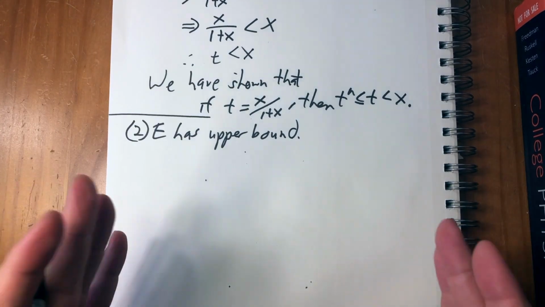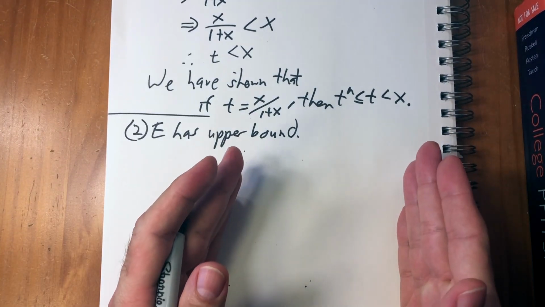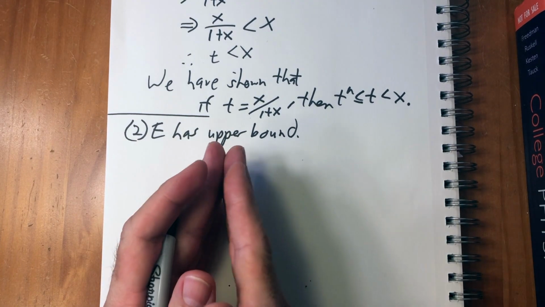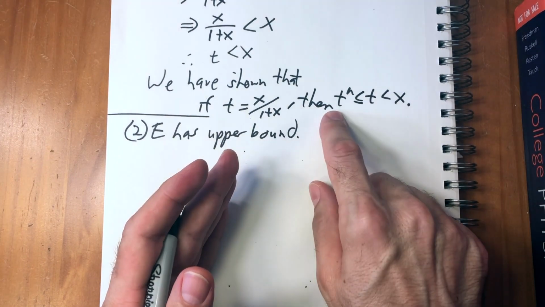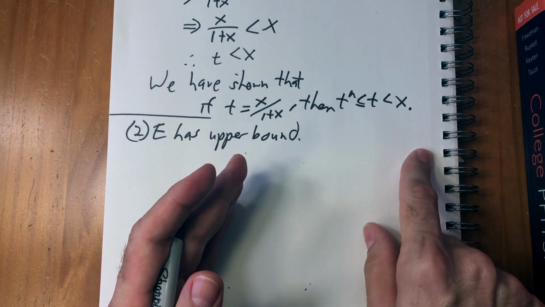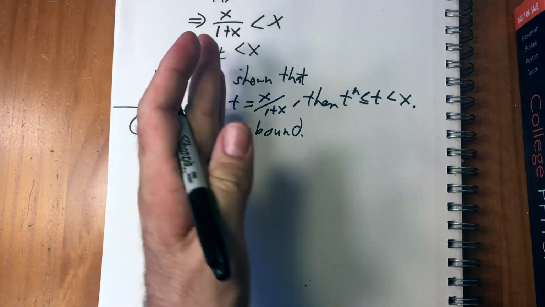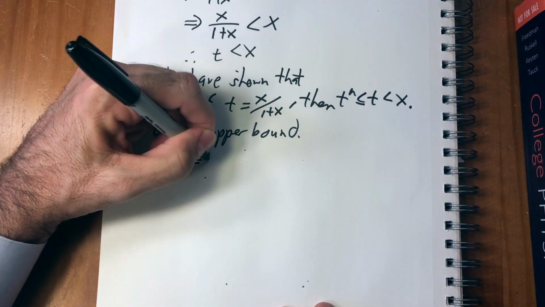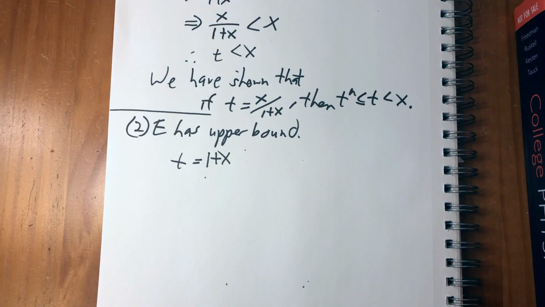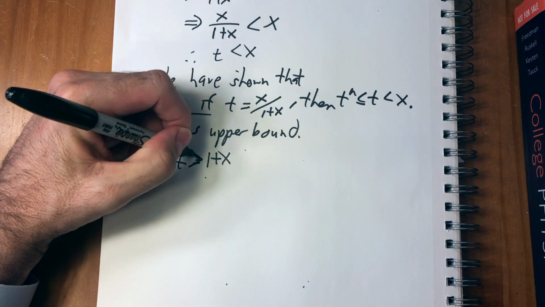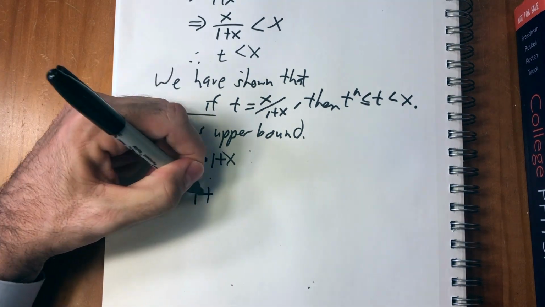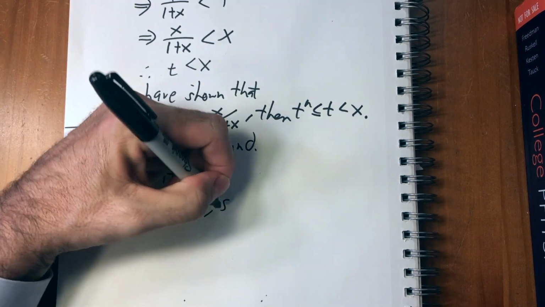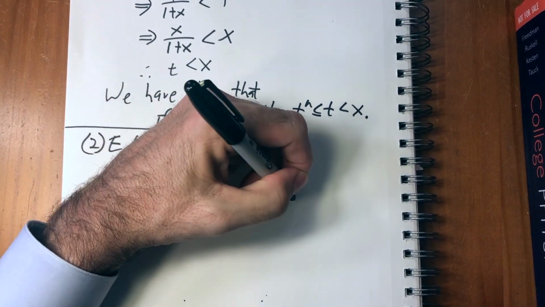Okay, so now we're going to show that there's some t that is not in E. So there has to be some t where the t raised to n is going to be bigger than x. We just have to find one of those, and then we'll know that that's the upper bound. So if we look at t is greater than 1 plus x, we know that 1 plus x is greater than x. So t is greater than x also.